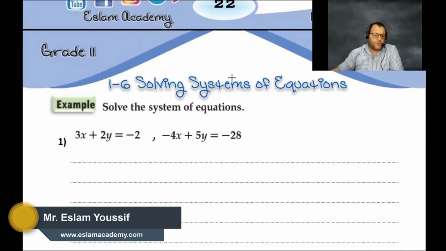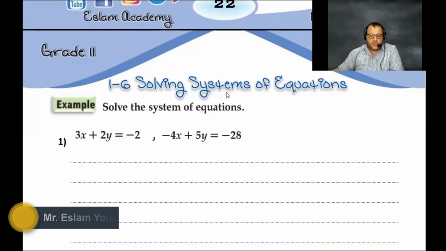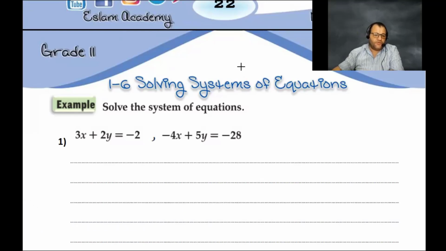Today, inshallah, we will talk about solving a system of equations. Alaikum salam. Before we start, we need to know the meaning of an equation. What is the meaning of the equation? Sir, the right hand side equals the left hand side. Equality of two terms: the right hand side is equal to the left hand side.